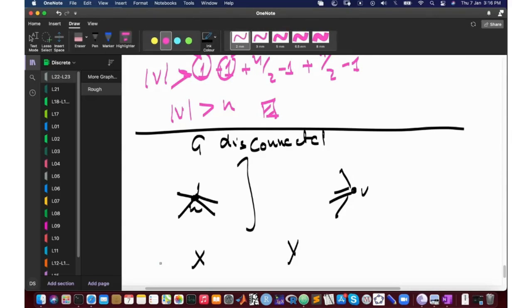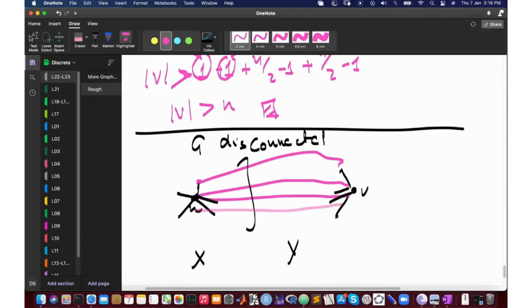Now we know that in G complement, you will have an edge from U to every other vertex in Y. This is known. So in the complement graph, all of these edges will be present. What sort of problem can you have? The problem is that there are two vertices here which were previously connected by a path here, and now they are not connected.